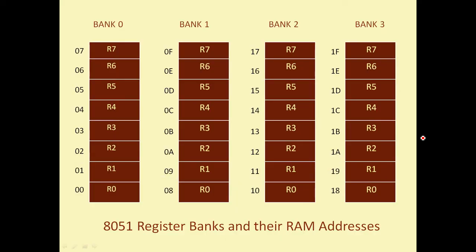So these are the register banks with their RAM addresses. For register bank 0, these are the addresses, and for register bank 1, these are the addresses, and similarly these are the addresses for register bank 2 and register bank 3.